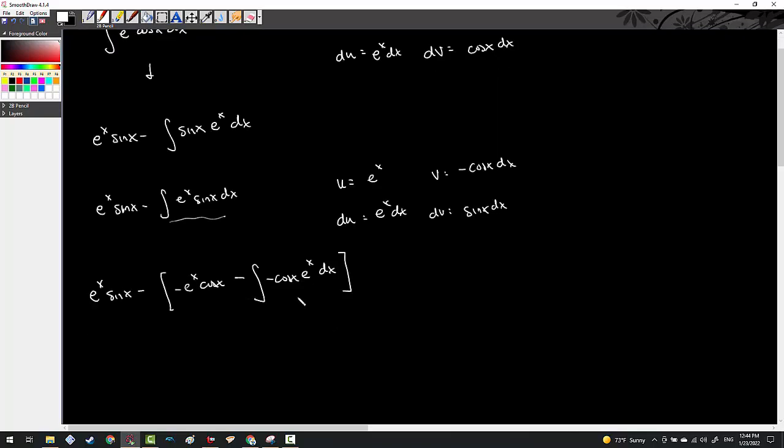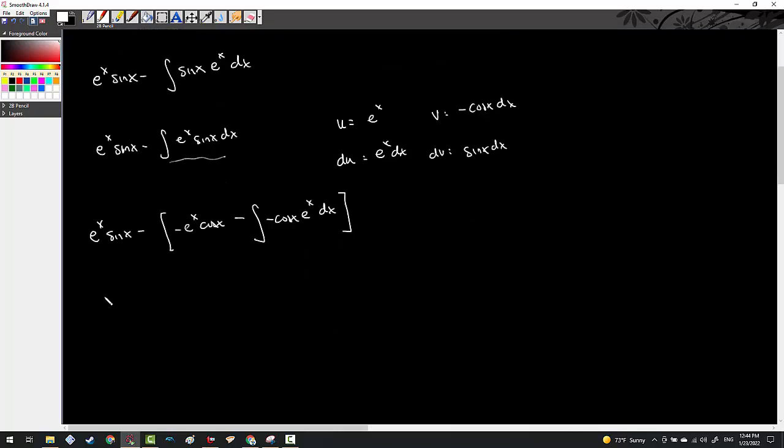Okay, let's clean him up a little bit, and I'm going to draw your attention to something odd that has happened afterwards. So this is going to be e to the x sine x. I'm going to distribute this guy in, and that's going to become plus e to the x cos x. Now, this negative and this negative will become positive, but since he's being subtracted, he's actually being negative, right? So hopefully that makes sense here. So we got negative e to the x cos x dx.